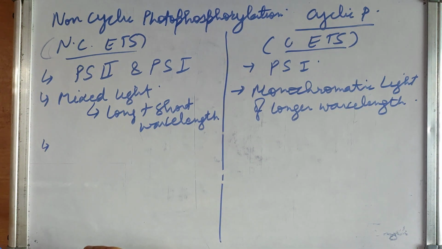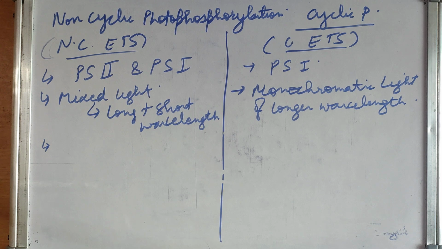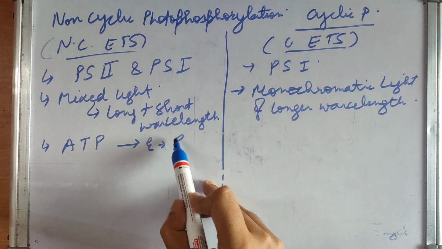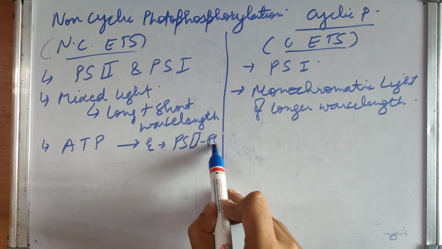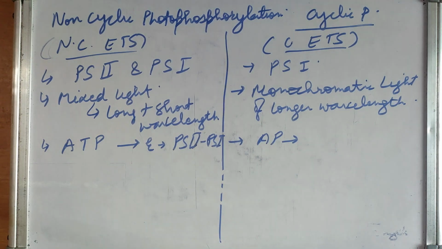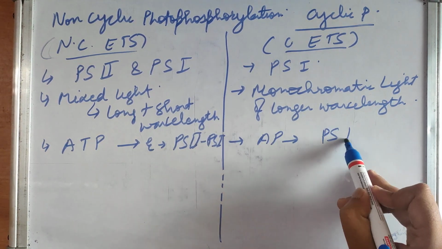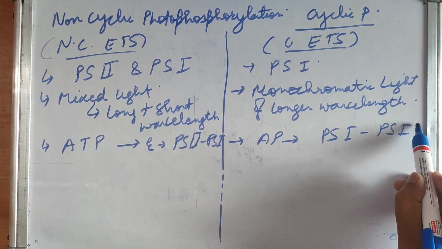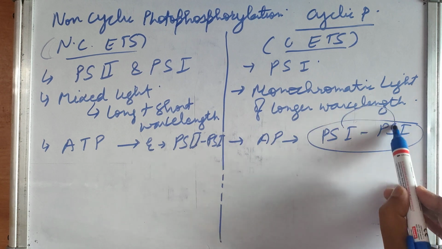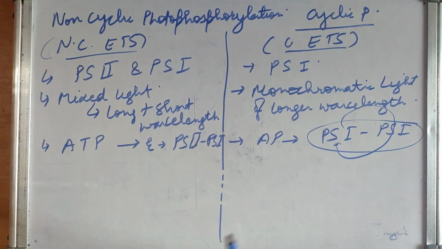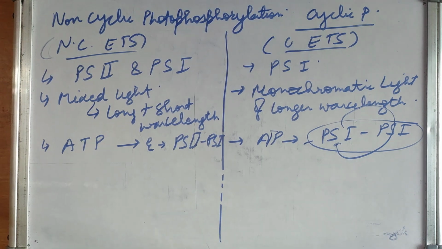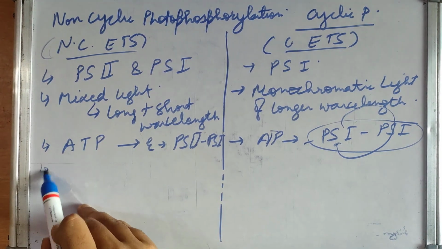In non-cyclic, ATP is produced when electrons move from PS2 to PS1. But in cyclic, ATP is produced when electrons move from PS1 to PS1 only. That is why it is cyclic. It starts from PS1 and it completes at PS1. And there is no involvement of PS2 there.